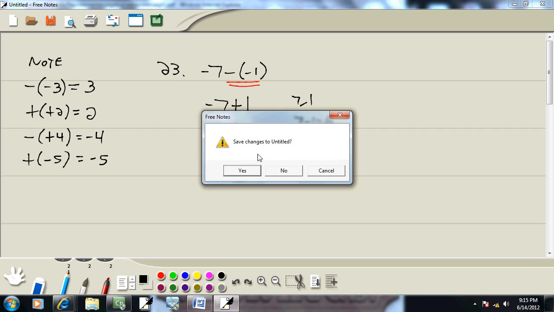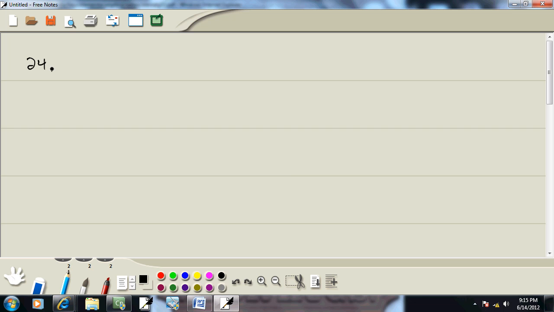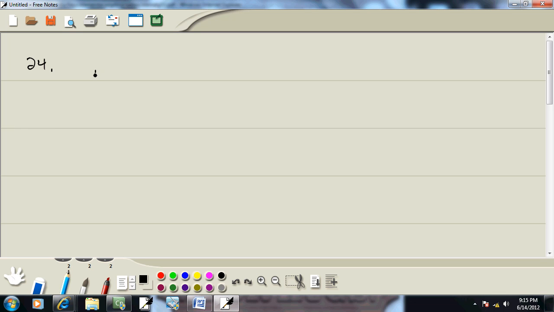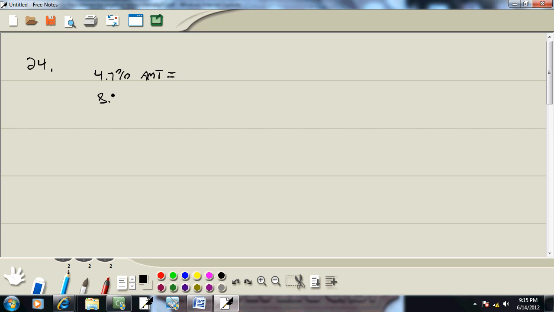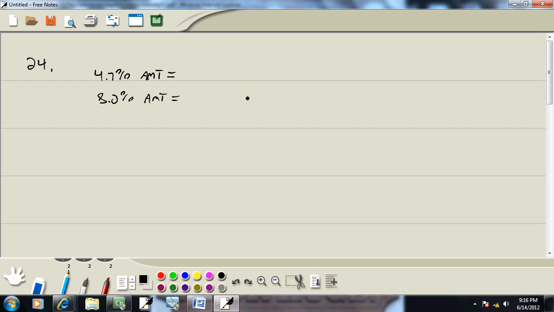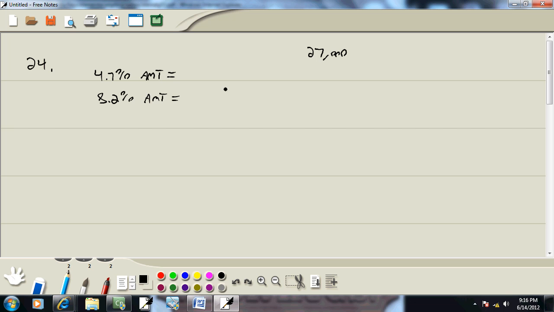And let's look at this one. 24. And we got the amount in the 4.7% account, the 4.7% amount. We got the 8.2% amount. And they add up to 27,000. Well, what are they asking for? How much should be invested in each account? Okay, they're asking for both.